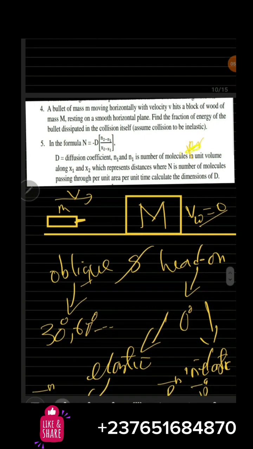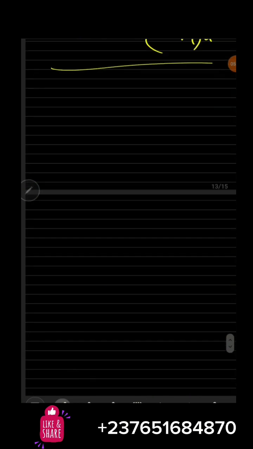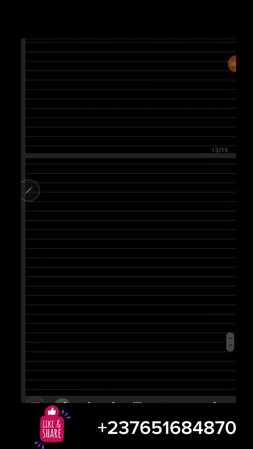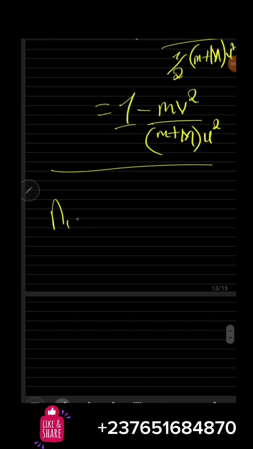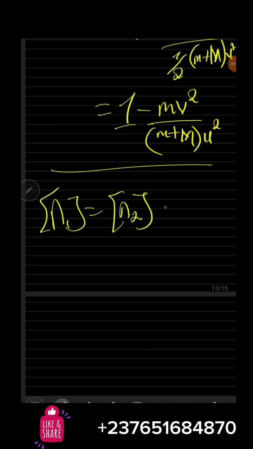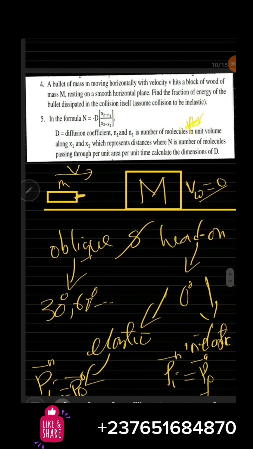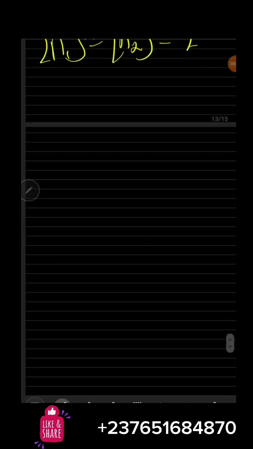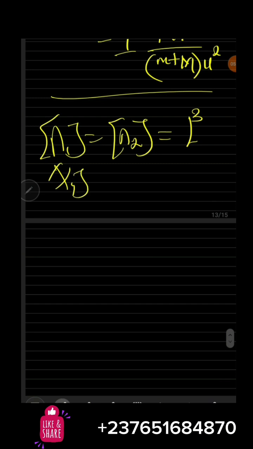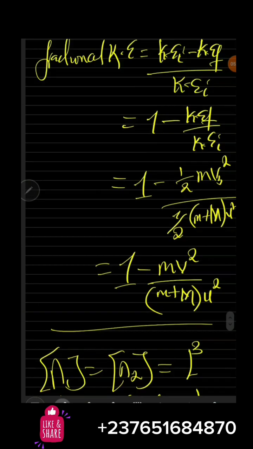So that tells us that n1 and n2 are number of molecules in unit volume. Okay, so the dimensions of n1 equals the dimensions of n2, which is equal to the dimensions of inverse volume, L^-3. And it's telling us again that x1 and x2 represent distances. So the dimensions for x1 is equal to the dimensions for x2, which is equal to distance, which is L, length.